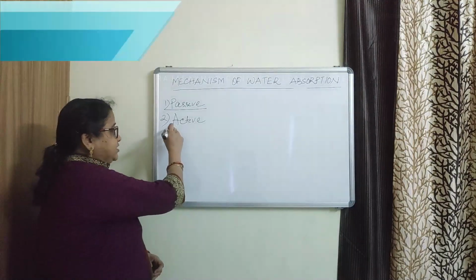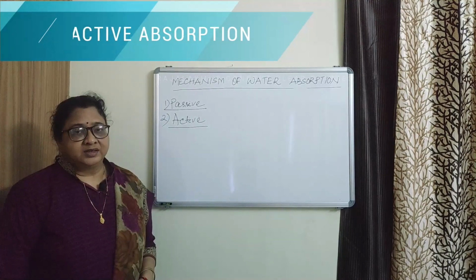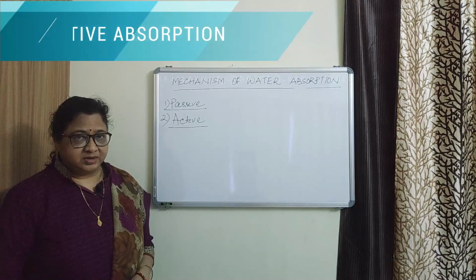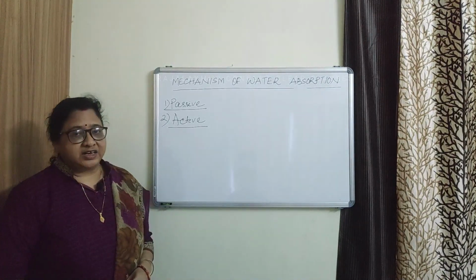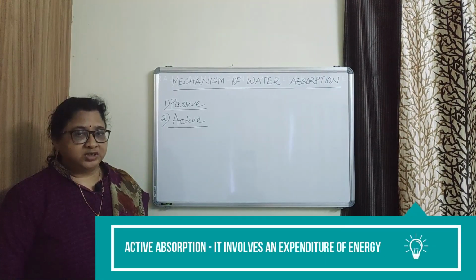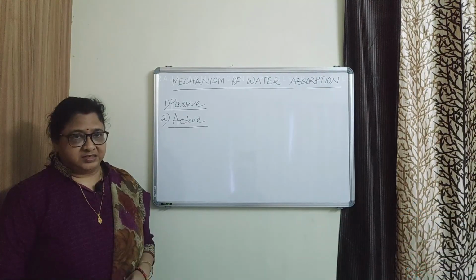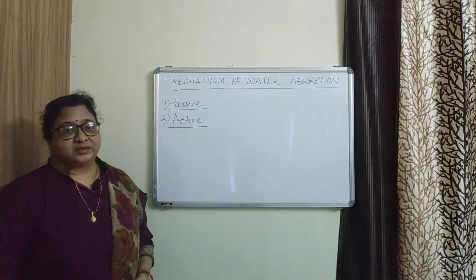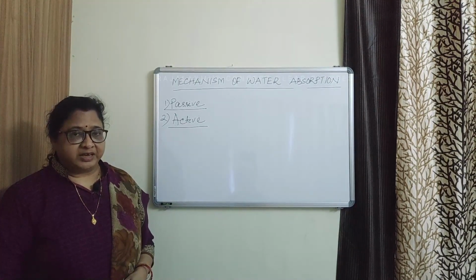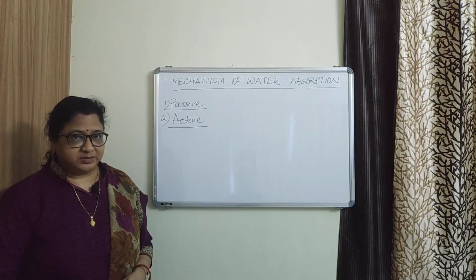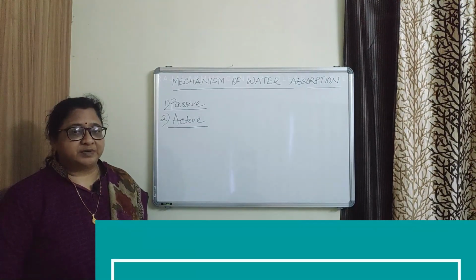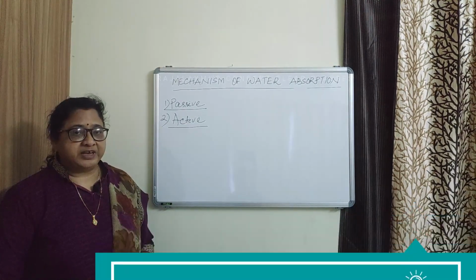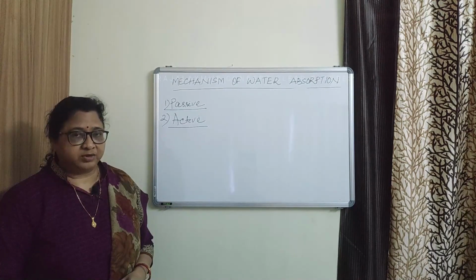Next, the active mechanism. Here, the root cells play an active role in water absorption. When the transpiration rate is very slow, suppose in winter season or at night, the roots also absorb water, but by the active method or active mechanism. So here, there is expenditure of energy which comes from the respiring cells of the root, or from respiration.